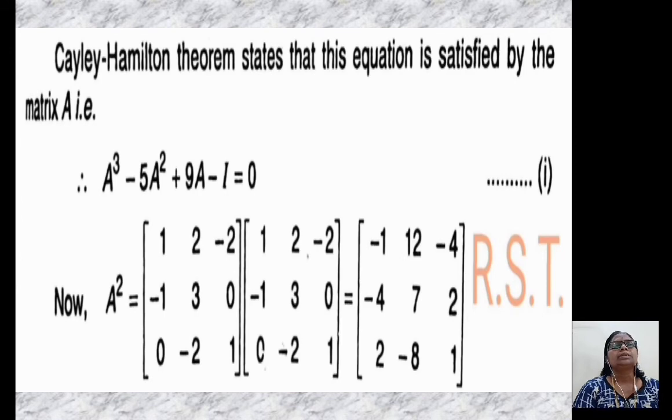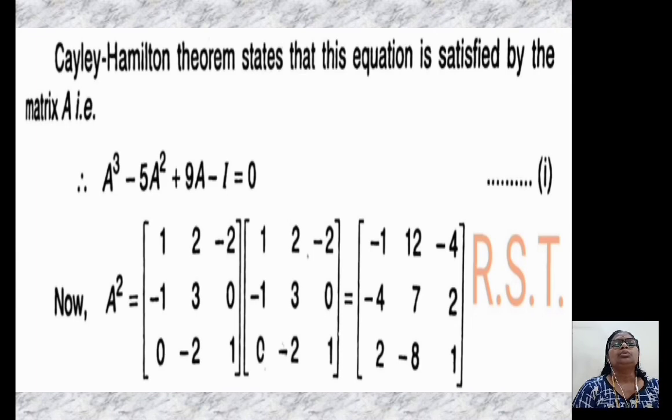Cayley-Hamilton theorem states that this equation is satisfied by matrix A. That means every matrix A satisfies its characteristic equation. So, in the above equation, we replace lambda by matrix A. Hence, we get the equation A cube minus 5A square plus 9A minus I equal to 0. Denote this equation as 1, which is the characteristic equation of the given matrix A.